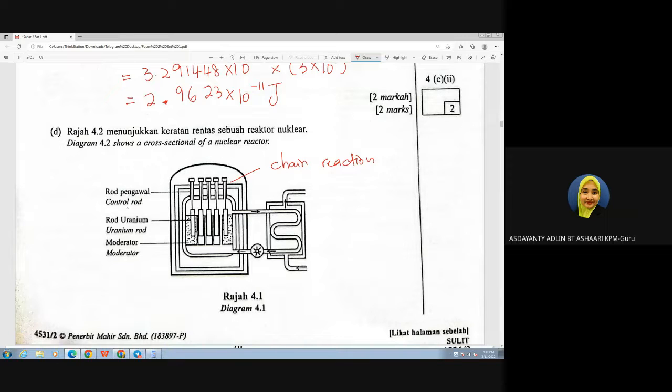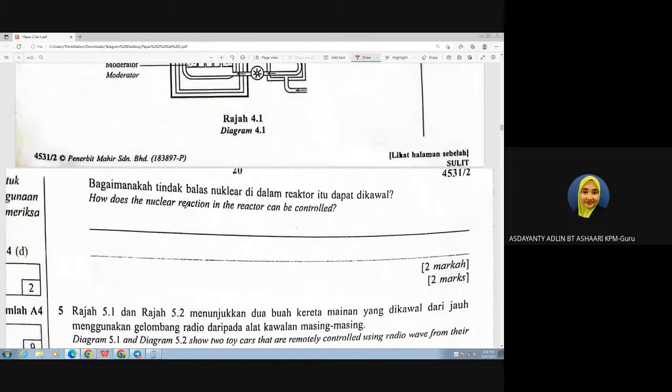Control rod ni lah function yang kita kena tahu. So question tanya, how does the nuclear reaction in the reactor can be controlled? So we will use the control rod. Sebab akan ada banyak neutron yang produce in the nuclear reactor. So what is the function of this control rod? This control rod will absorb the neutron. So baru satu markah.